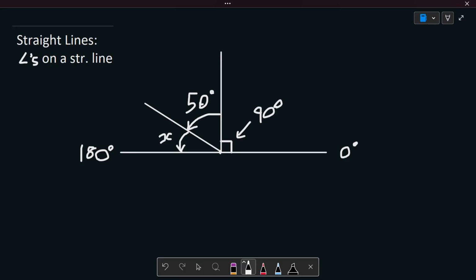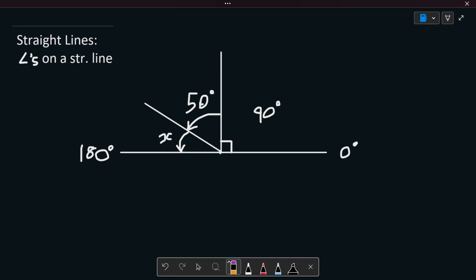And remember what the diagram looked like. That is not a degree symbol. Remember, the 90 degrees was chilling somewhere right here. That's basically what it looked like, but let's focus on that angle here. So therefore, we are going to say that this angle here is 90 degrees.